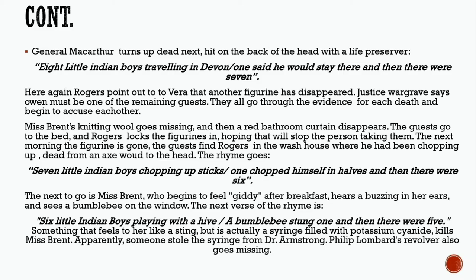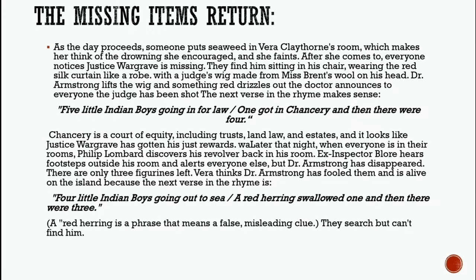Apparently someone stole the syringe from Dr. Armstrong, and Philip Lombard's revolver goes missing. The missing items return. As the day proceeds, somebody puts seaweed in Vera Claythorne's room, which makes her think of the drowning she encouraged, and she faints. After she comes to, everybody notices Justice Wargrave is missing.